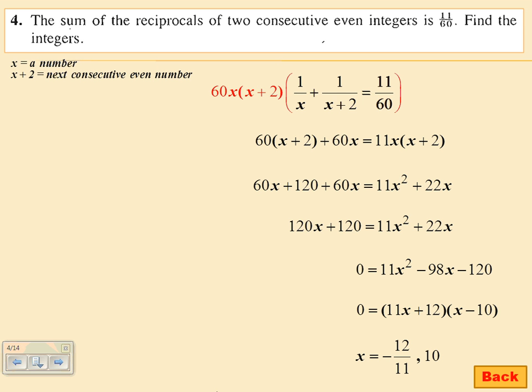As you guys know, negative 12 over 11 is not an integer. In addition, 10 is just not my answer. I'll have to figure out both numbers. Those two numbers are 10 and 12.